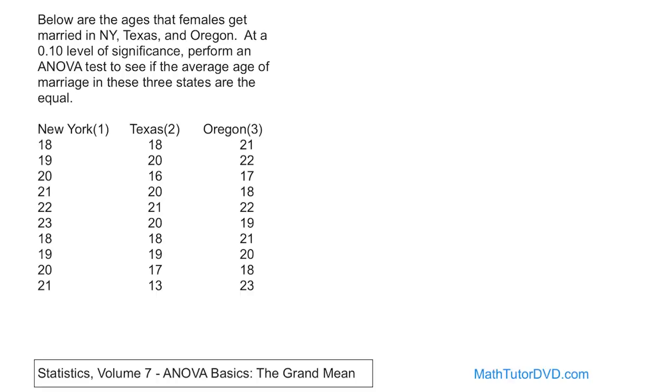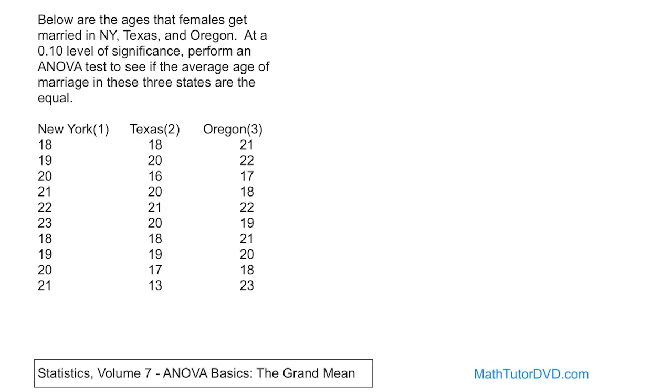But we cannot know the population average. We can't sample all girls in Texas, all females, and figure that out. It's just too costly. So we sample 10 from each of these, and we want to figure out from that information at a 0.1 level of significance, which means 90% level of confidence, if this data indicates that the average age of marriage in these three states are the same or not. Now I have the numbers here because the equations I'm going to write down are going to have subscripts 1, 2, 3. So when you see a number 1, it means New York, number 2 means Texas, number 3 means Oregon. You should label your data that way as well.